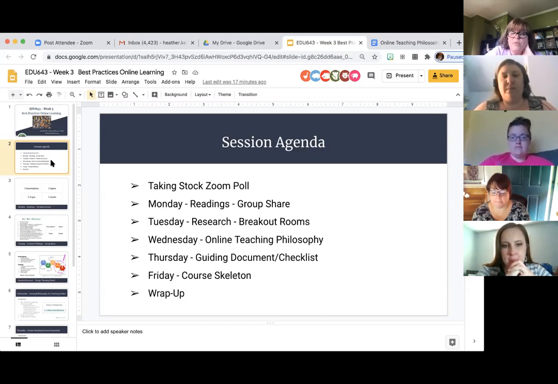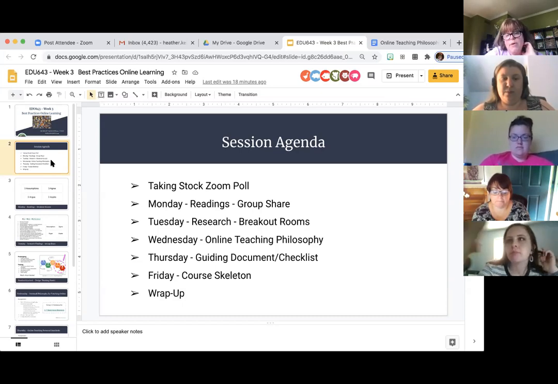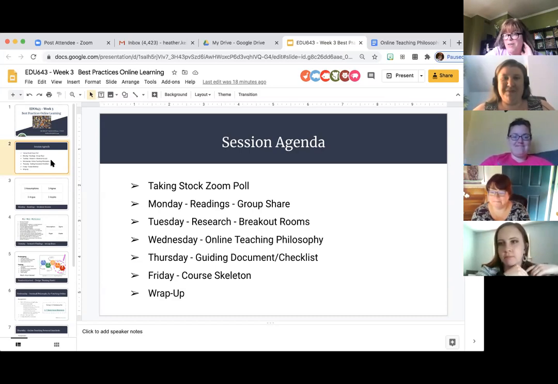And so to help us, we had some readings that we did. So we're going to do a quick little group share or maybe a little breakout. We're going to look at some research that we talked about. We're going to look at that online teaching philosophy, which is where technically you're supposed to be, but I know we have a lot of overachievers in this group and many have already started it.